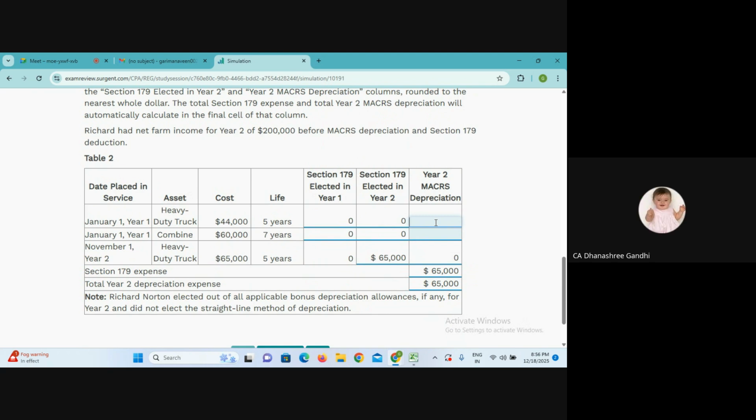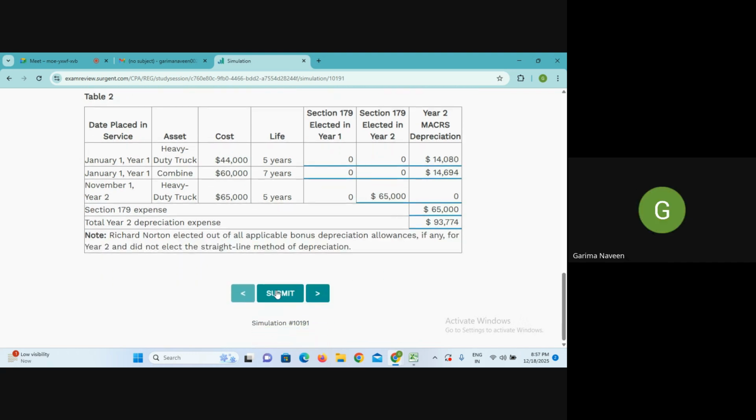Because basis means the number changes. Yes, it will definitely change. ठीक है, आप इस पे ही कैलकुलेट करके बताओ मुझे, 32% कर दो इसका. 14,080. 14,080. Okay. And the second one will be 14,694. Okay. ठीक है, सबमिट करूं? Yes, ma'am.